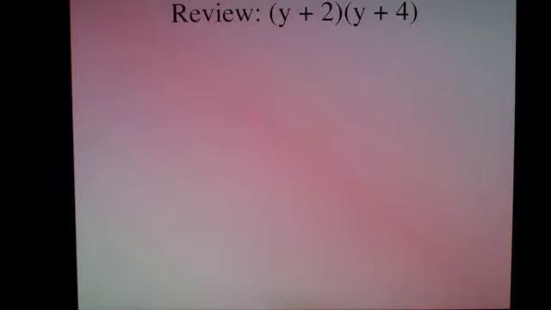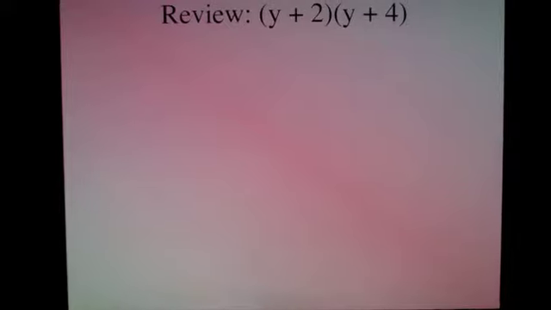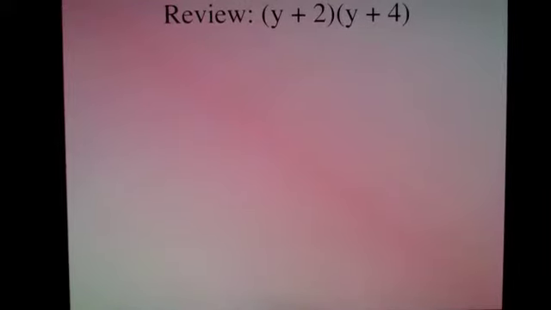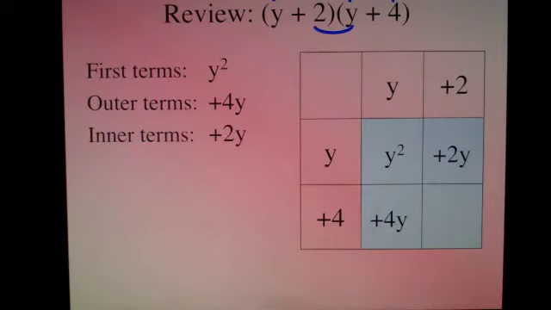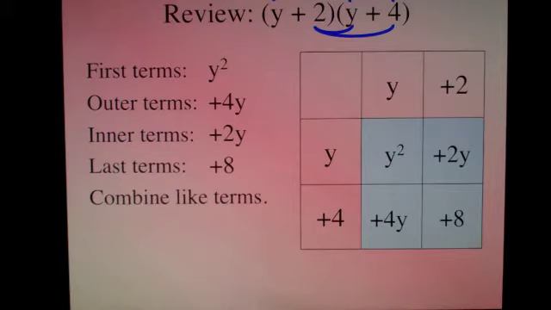Now we've got (y + 2)(y + 4). And we're going to put this in a box and use our FOIL. So the first terms yield y squared. The outer terms yield plus 4y. The inner terms yield plus 2y. And of course, for those last terms, the product is 8. Once we combine like terms, we have y squared plus 6y plus 8.